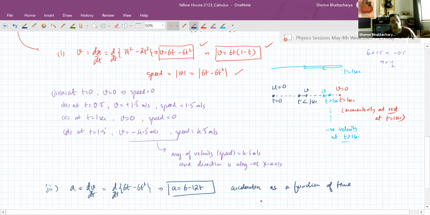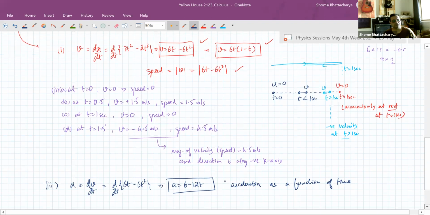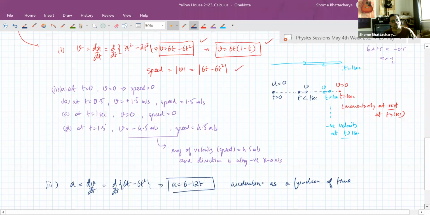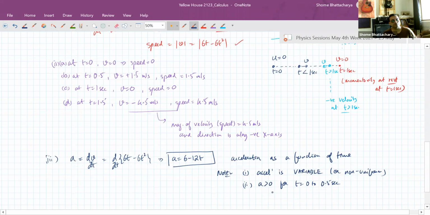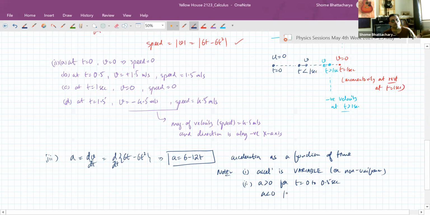Okay. Now you can observe one thing about this function. In fact, two things you can see, that acceleration is variable. It is not a uniform acceleration, or you can say it is non-uniform. Okay. And second, you can see that the acceleration is positive for t equal to 0 to 0.5 seconds. Okay. But the acceleration becomes negative for t greater than 0.5 seconds.